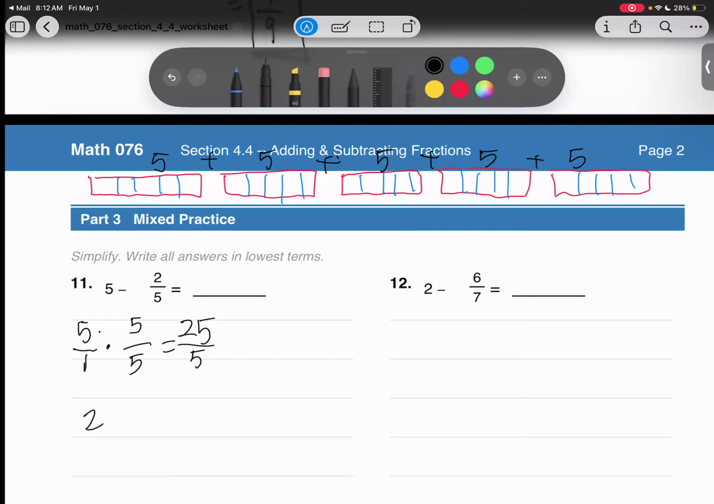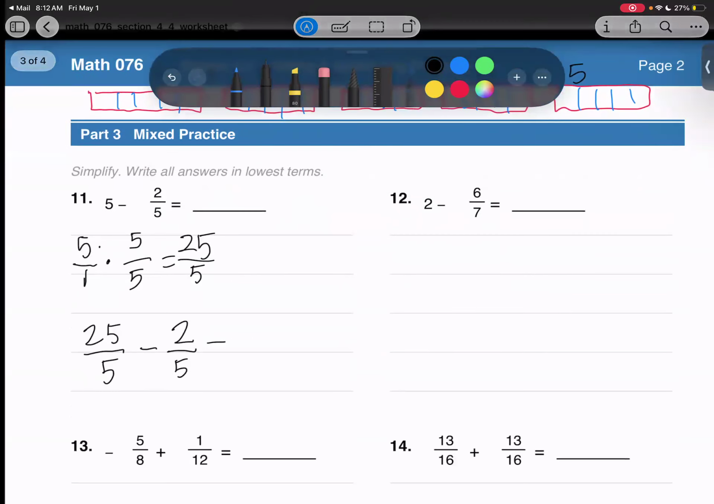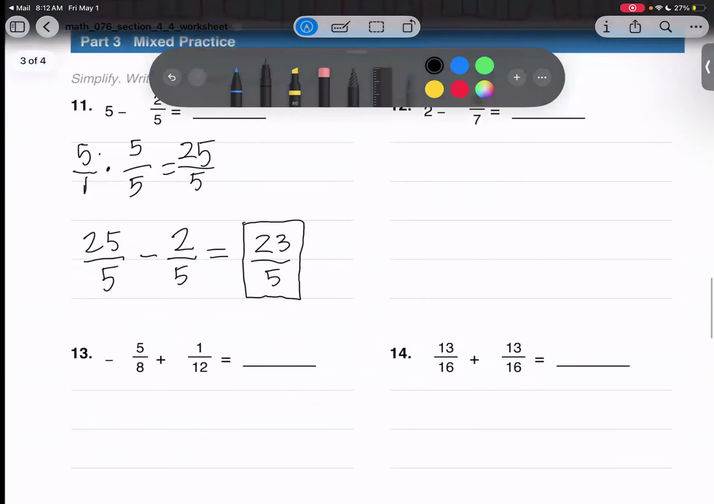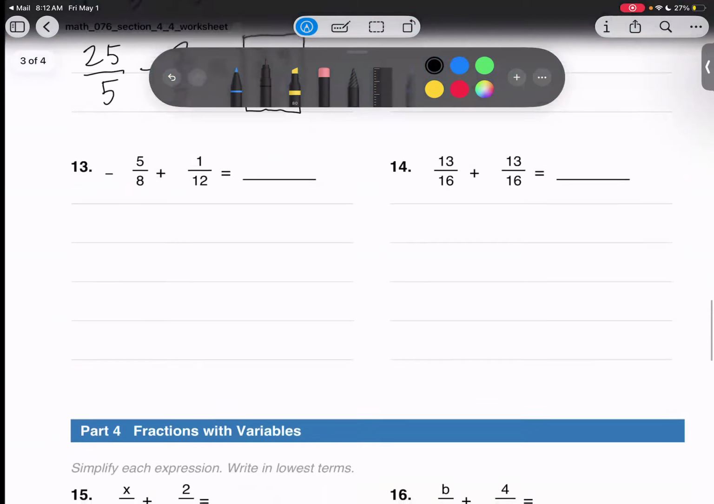So I have 25 fifths minus 2 fifths. So I get 25 minus 2 gives me 23 fifths. And right now we're going to leave our answers like this. It's an improper fraction. We will work on changing it in the future. Okay. Awesome. 12. We just did one just like that, and we've already done one like 13, and I will let you do 14 on your own as well.